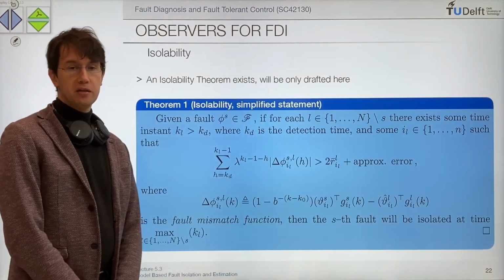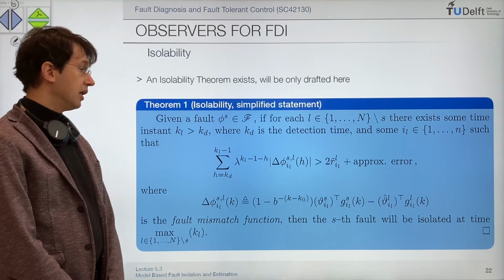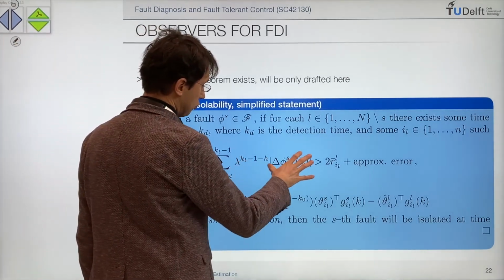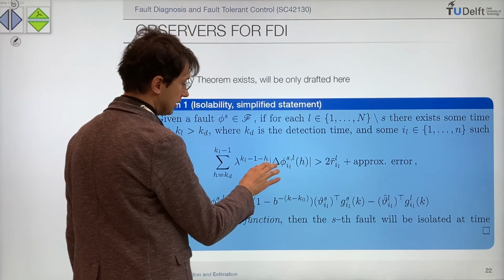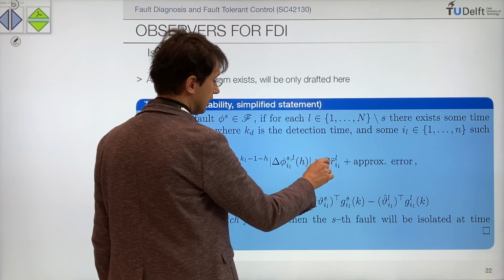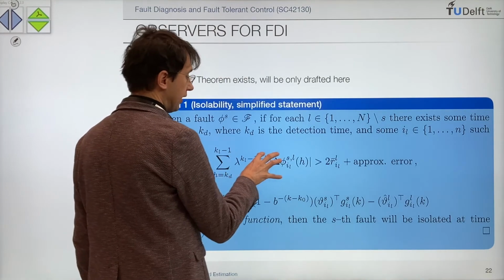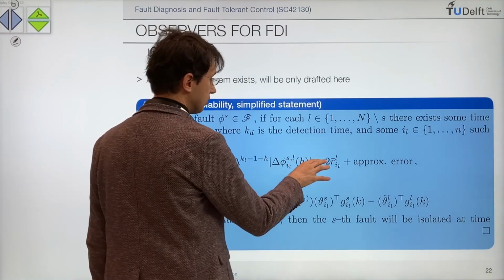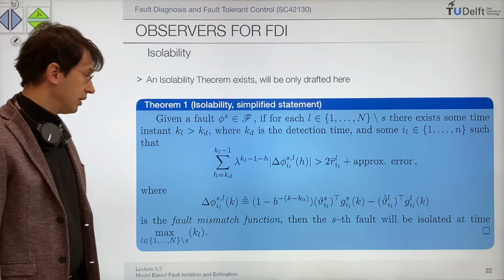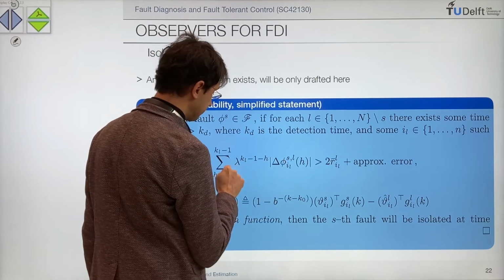So the isolability condition, similarly to the detectability condition, is stated in a form like this. You have on the left side a convolution sum depending on the fault. On the right side, you have 2 times the threshold. So you want the effect of the fault to be at least twice the threshold in order to be isolable. But in this case, we don't have the fault function here.